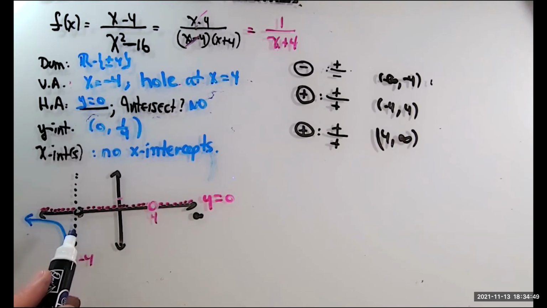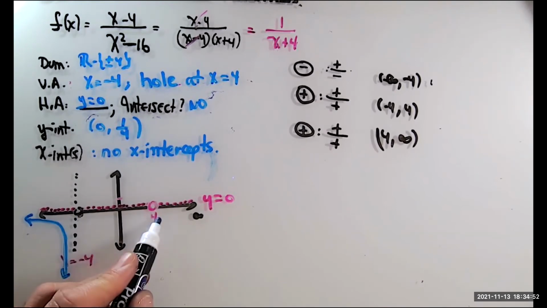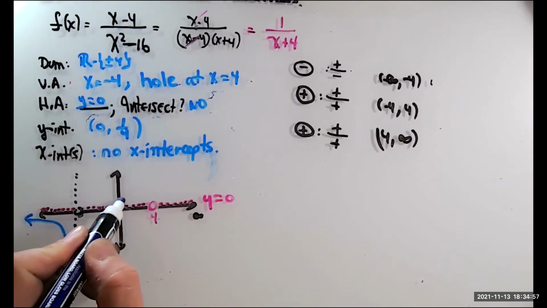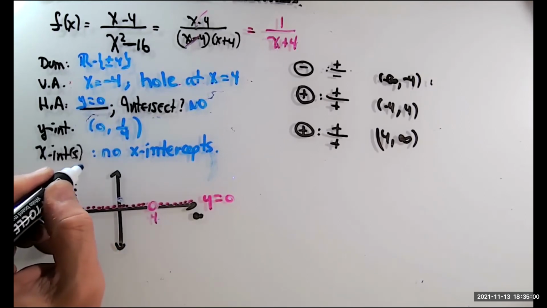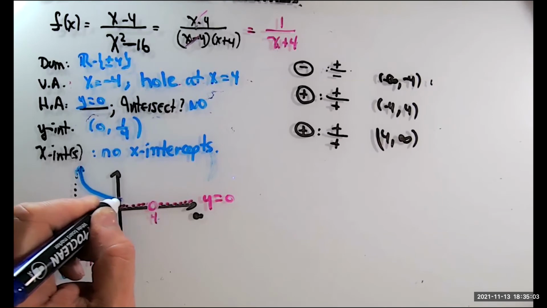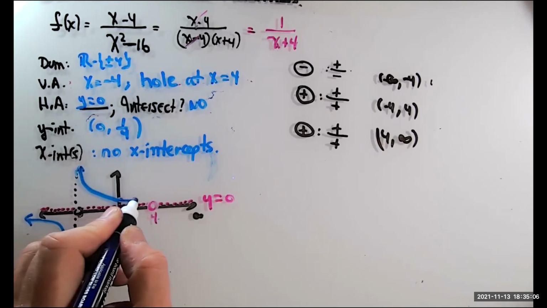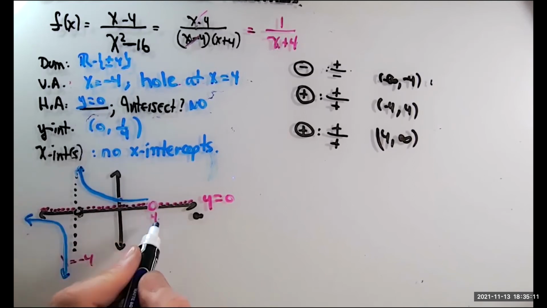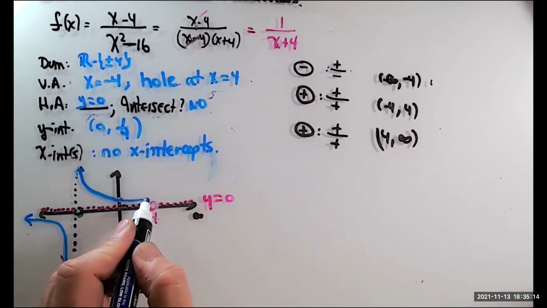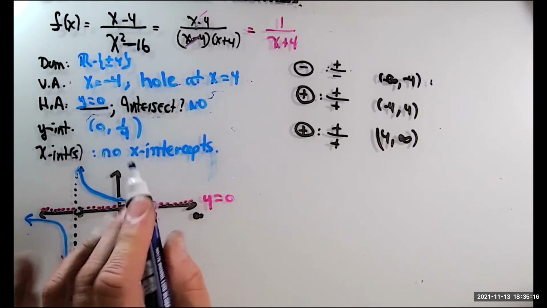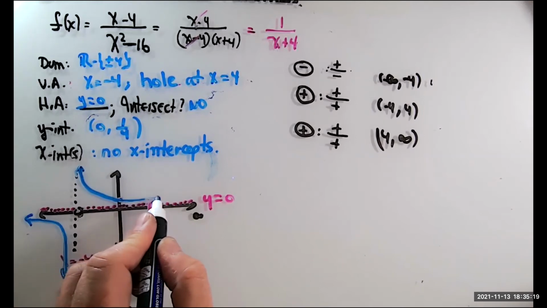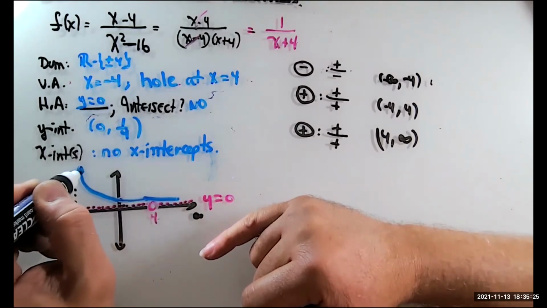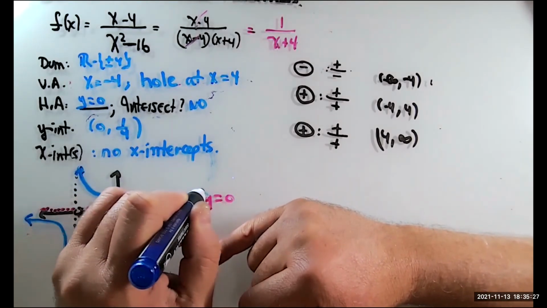From -4 to 4, the function is positive. And by the way, my y-intercept is 1/4. So I'm going to the positive world. I go through my y-intercept and I maintain positive. I cannot intersect my asymptotes. Now from 4 to infinity, the function is still positive. So I continue being positive, but without being restricted by the horizontal asymptote. So it will be like this and continue being positive.